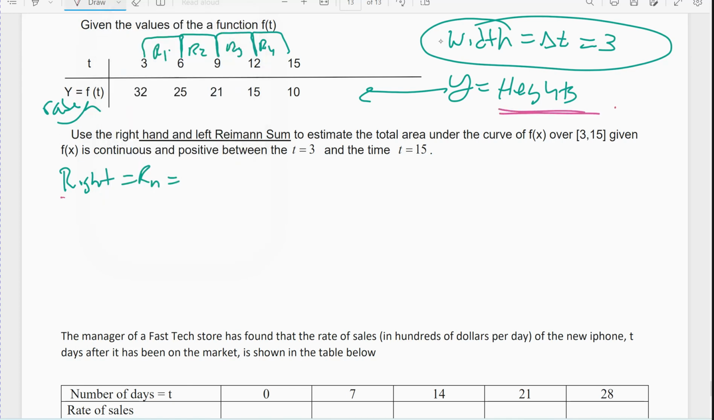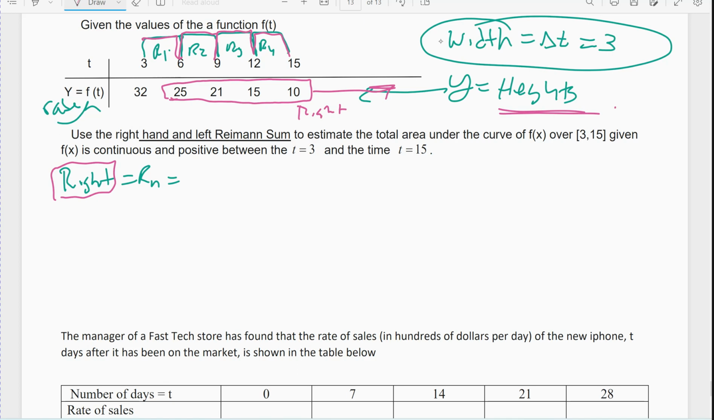So if I'm on the right side, I'm going to use this red color for the right side. I would start drawing it up at 10. 10 would be the height for the first rectangle, 15, 21, and then 25 would be my last height, because I would draw it here and it would be my last height. So I would go 10, 15, 21, and then 25 would be my last. And so on the right side, those are the y values that we use, right? We don't use the 32, or that would be on the left side.